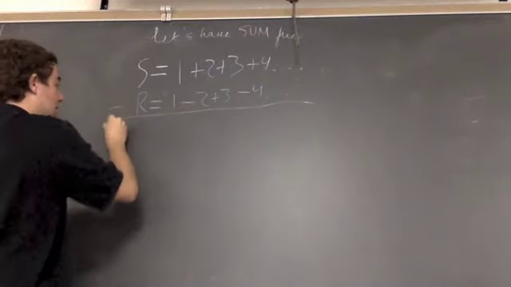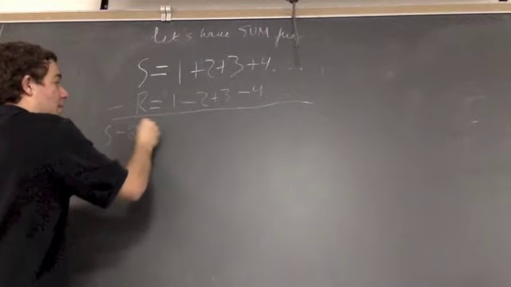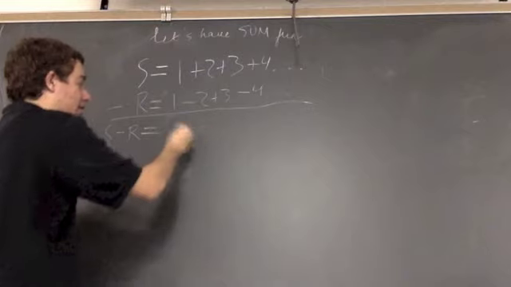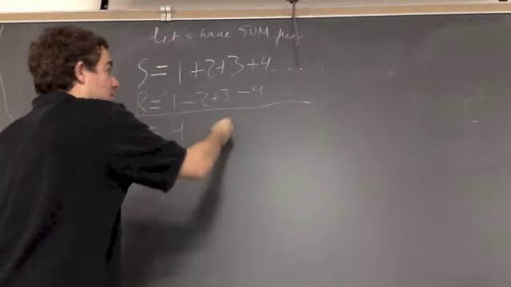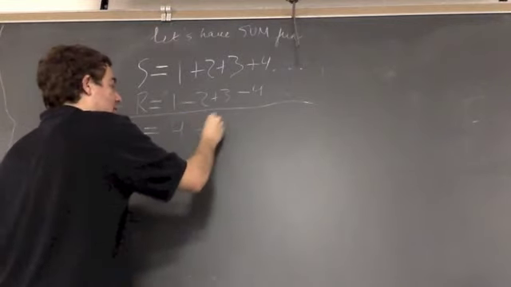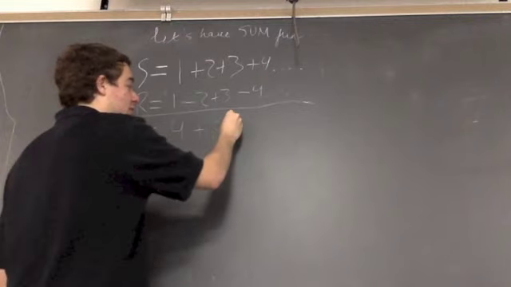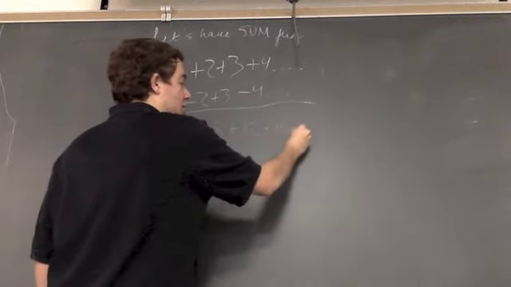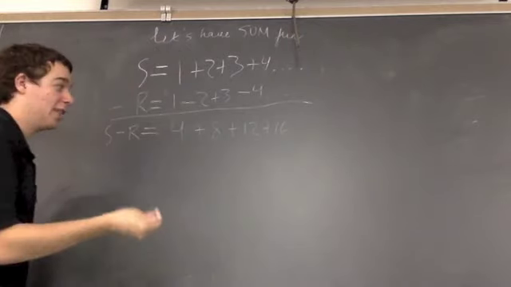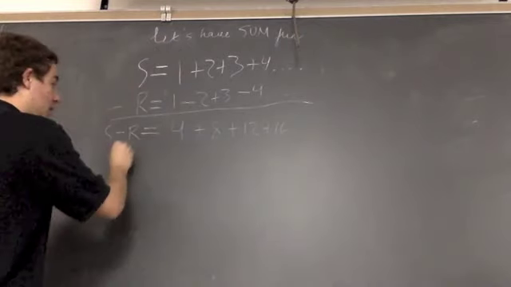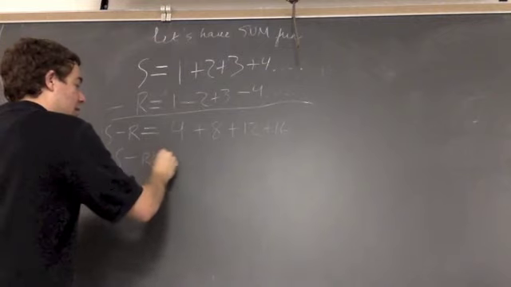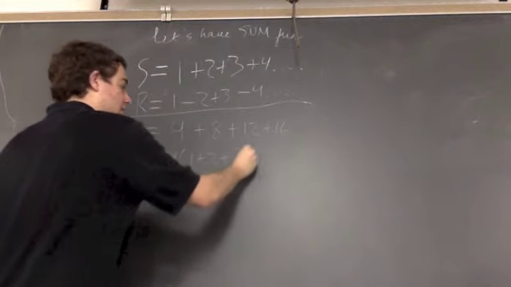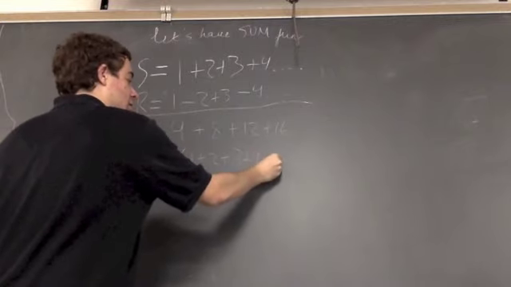When we subtract S minus R, we see that the 1's cancel, and then 2 minus negative 2 is 4, then the 3's cancel, then 4 minus negative 4 is 8. And we see that the sum is just 4 plus 8 plus 12 plus 16, so on to infinity. Now, if we factor out a 4 from this sum, we'll end up with S minus R equals 4 times (1 plus 2 plus 3 plus 4, so on to infinity).